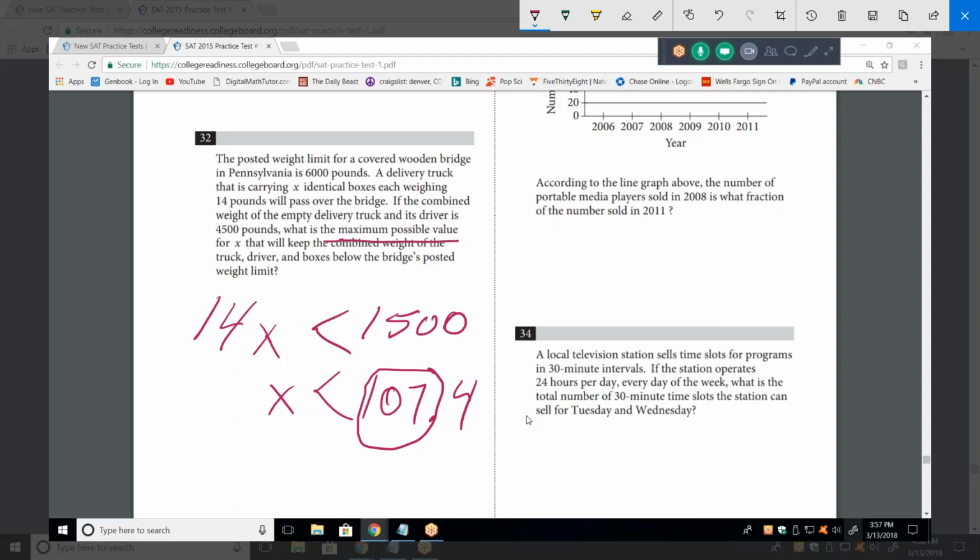So you can see it's very important to read the stuff carefully, because we just had two questions, and one said one possible value, and the other said the maximum possible value. So, you know, if you didn't see that maximum possible value, you might think, oh, 106 works. Because it does work. 106 boxes would pass over the bridge safely. But that's not the maximum possible.